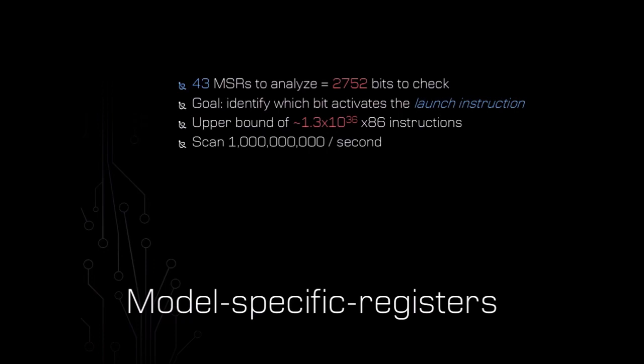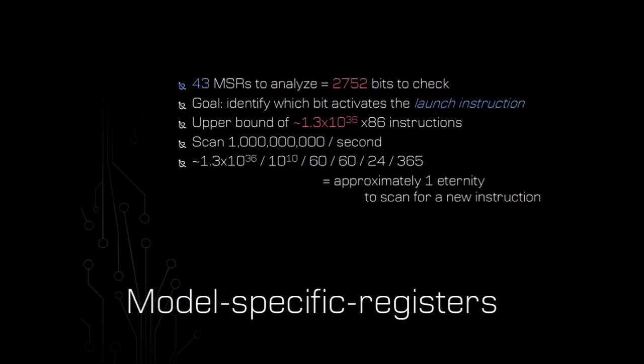Even if I take a really generous estimate and say that I can scan 1 billion possible instructions a second, we can do a quick Fermi calculation: 1.3 undecillion divided by a billion, divided by 60 seconds in a minute, 60 minutes an hour, 24 hours a day, 365 days a year, means scanning for a new instruction in x86 is going to take approximately 1 eternity. I don't have time to sit around waiting to find this new instruction, especially when I've got to do a scan for every bit. Then I'm looking at about 2,700 eternities trying to find which bit activates this new x86 instruction.